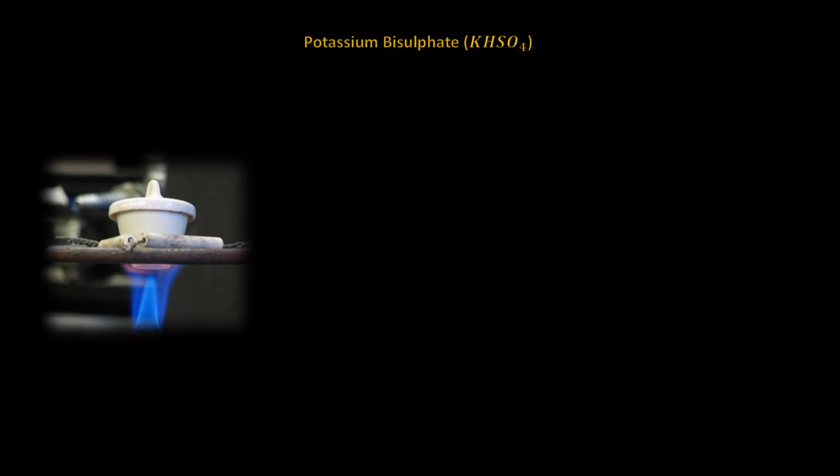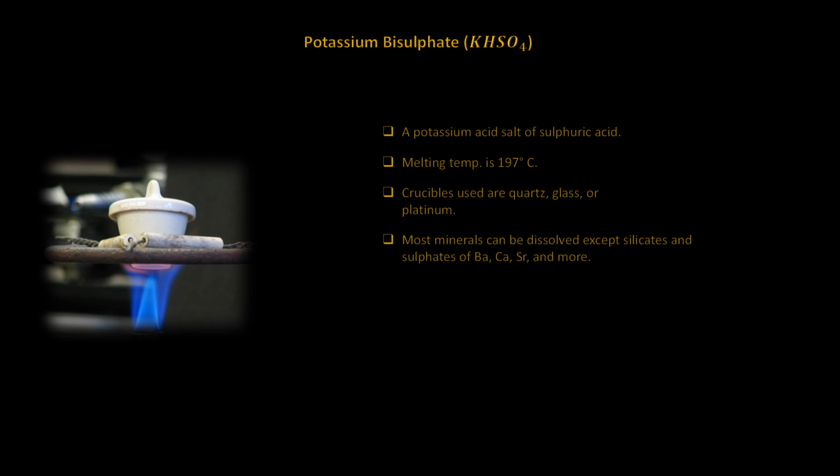Potassium bisulfate is actually an acid salt, created when potassium metal is dissolved by sulfuric acid and evaporated to dryness. This reagent has a melting temperature of 197 degrees centigrade. The crucibles commonly used for this fusion are quartz, glass, or platinum. Now, most metals can be dissolved using a potassium bisulfate fusion. However, there are exceptions, such as silicates and sulfates of barium, calcium, strontium, and more.